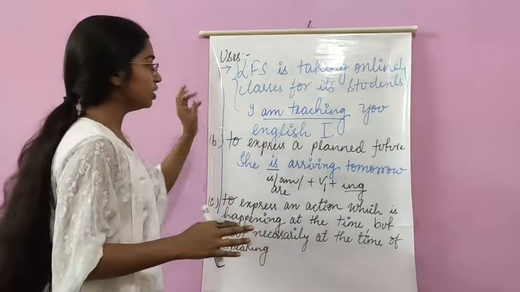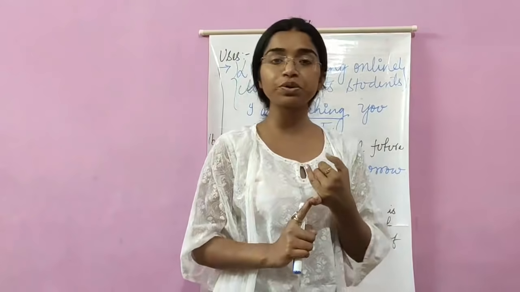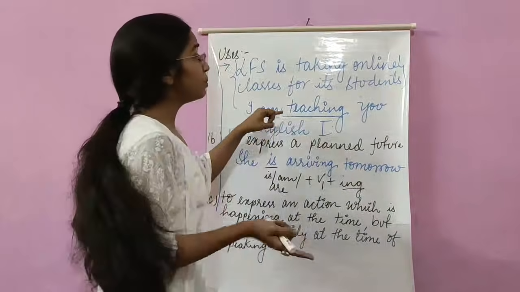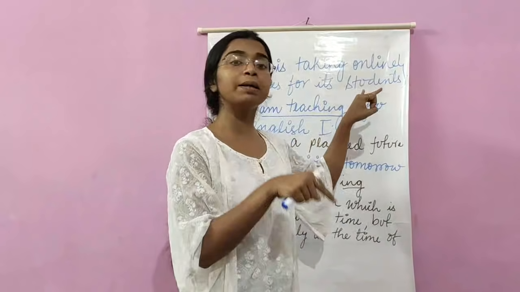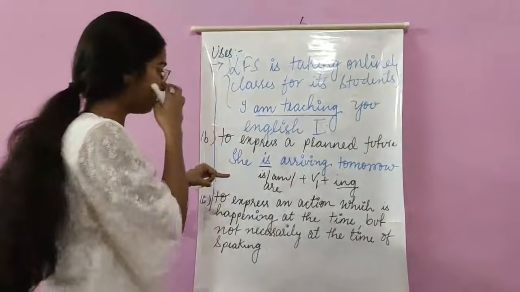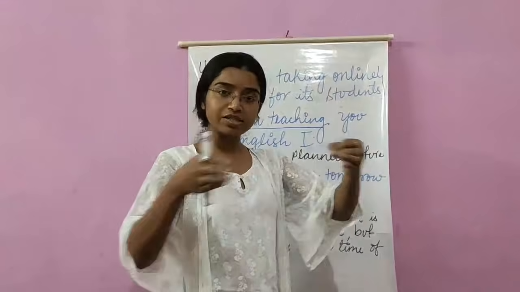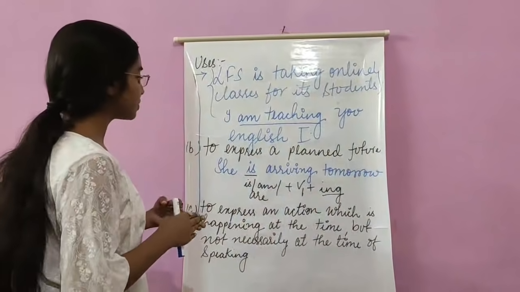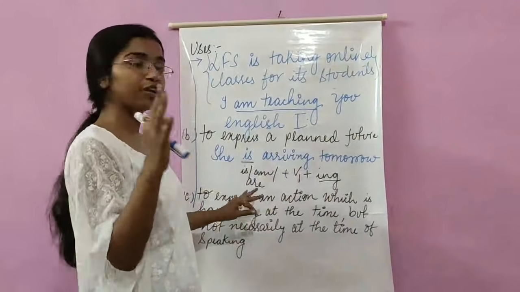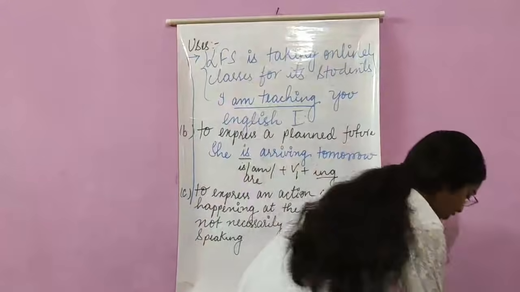I hope this is clear. So we have dealt with three uses. The first one was which is happening at the time of speaking. The second was which may not be happening at the time of speaking, but is a trend or is happening at that time. And when I say time, I mean a stretch of time. And the next one was to express a planned future, something which you have definitely planned for the future. Let us move on to the next one.